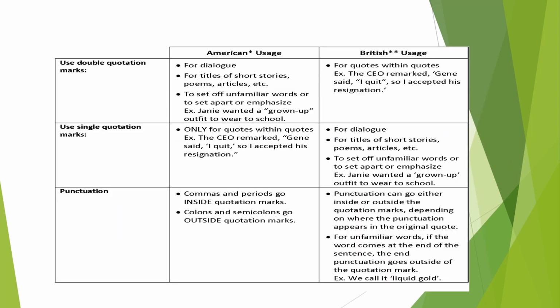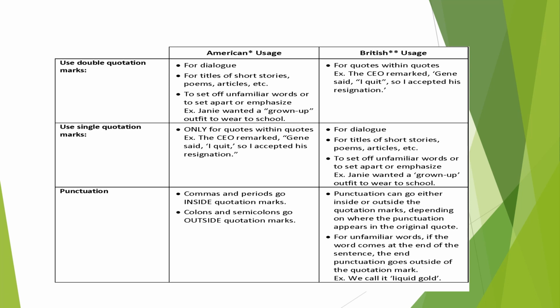So moving ahead with some American and British usage of language, Americans use double quotation marks for dialogue, for titles of short stories, for poems, for articles, etc. It's also used to set off unfamiliar words, or to set apart or emphasize. For example, Janie wanted a "grown-up" outfit to wear to school.